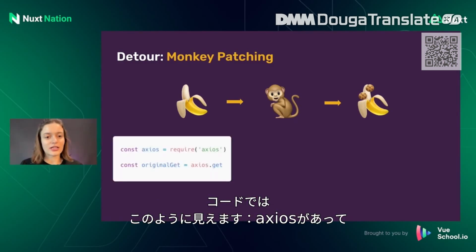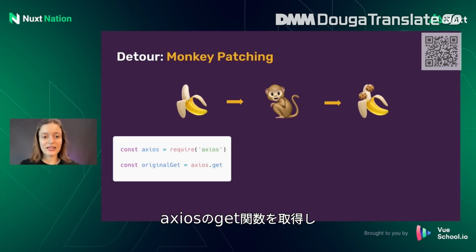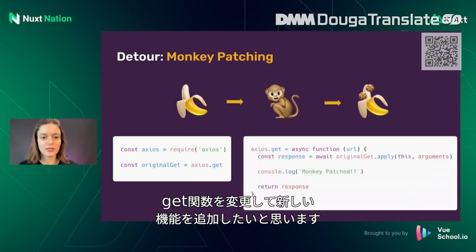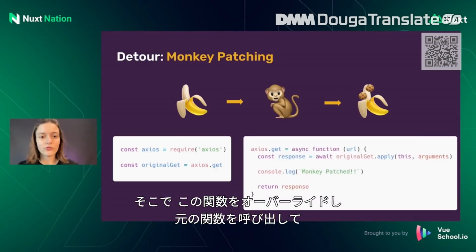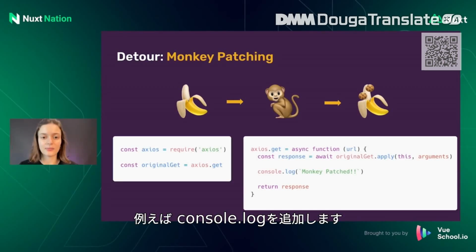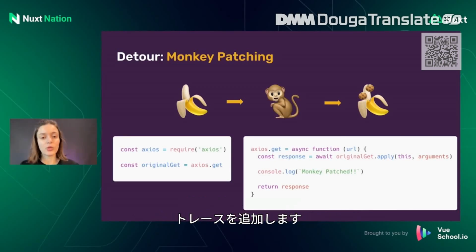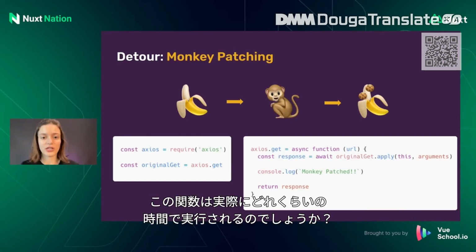So in code, this can look like this. We have Axios, and we get the Axios get function, and we want to change the get function and add some functionality to it. So we're gonna override this function, call the original one, and then add some console log, for example, to it. Or in the case of Sentry or OpenTelemetry, we add some traces to it. So how long this function actually run.